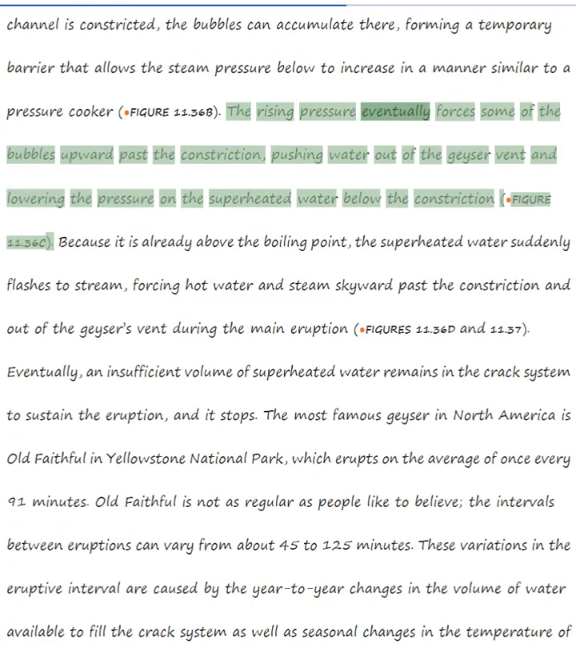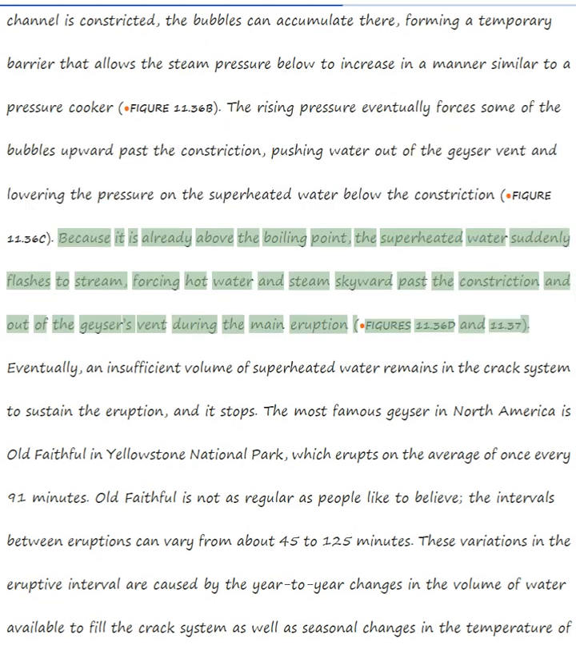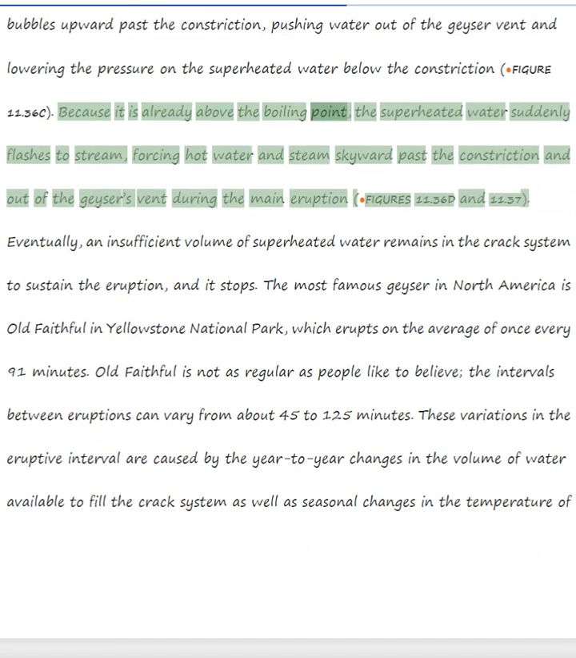The rising pressure eventually forces some of the bubbles upward past the constriction, pushing water out of the geyser vent and lowering the pressure on the superheated water below the constriction. Because it is already above the boiling point, the superheated water suddenly flashes to steam, forcing hot water and steam skyward past the constriction and out of the geyser's vent during the main eruption.